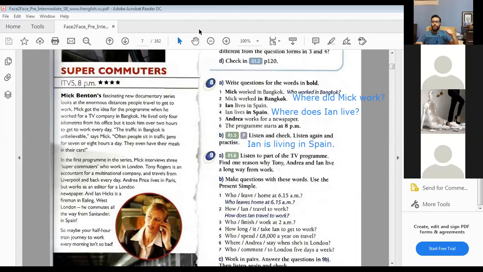So it's permanent. Do you know the word permanent? Yes. Okay. We have permanent and we have temporary. Permanent is the opposite of temporary. Yes, correct, Mohammed. So if you use present simple, Ian lives in Spain, this is permanent.